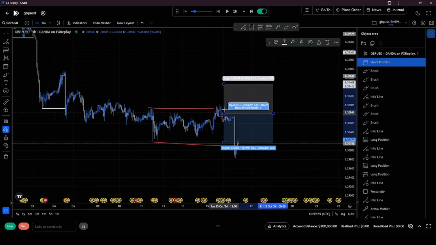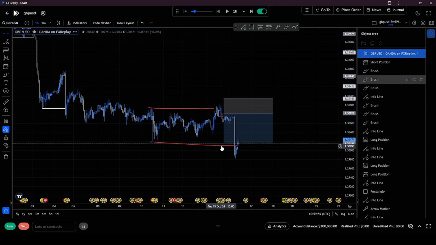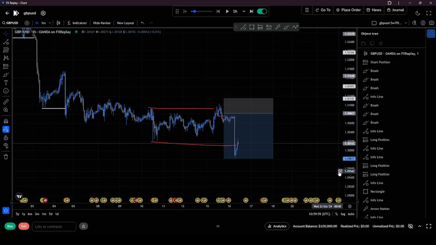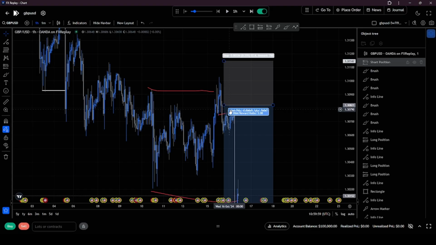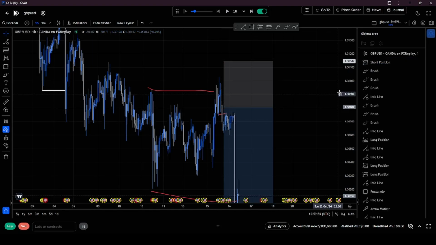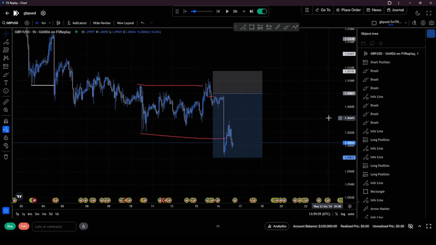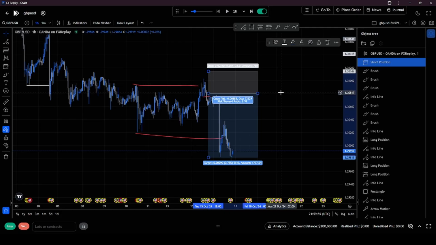The entry will be something like this. As you can see, I would have missed this entry because my entry point will be here, and I would have missed that. So let's move forward. You see, TP hit.